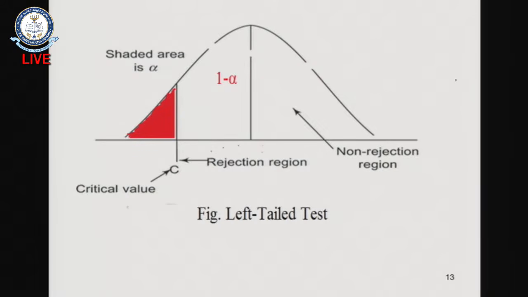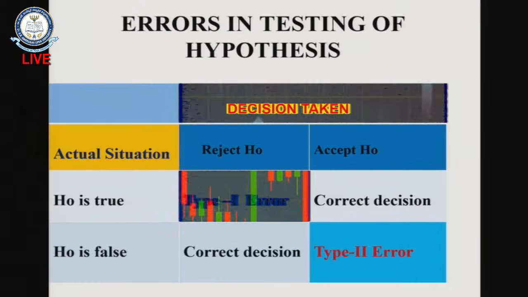First one is the two tail test, then the left tail test and the right tail test. These 3 are the important tail tests, and they play a vital role in making decisions. After going through this hypothesis, there are some common errors we have in testing of hypothesis. That is the decision taken.